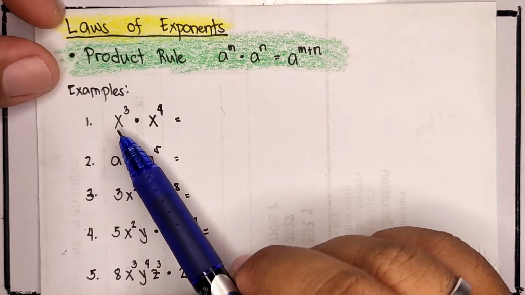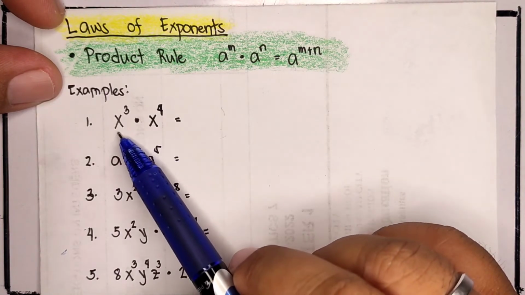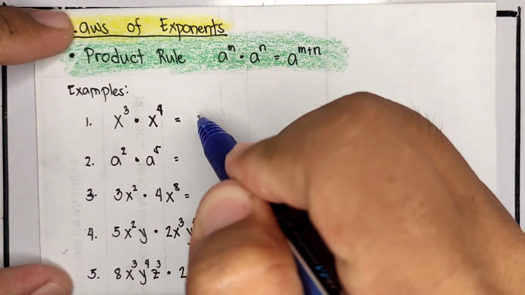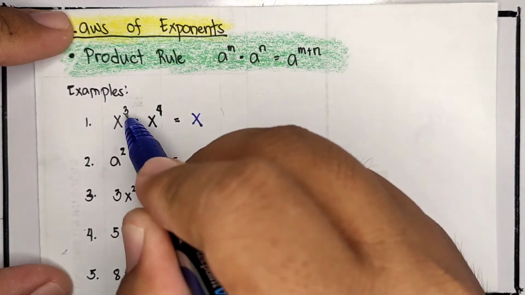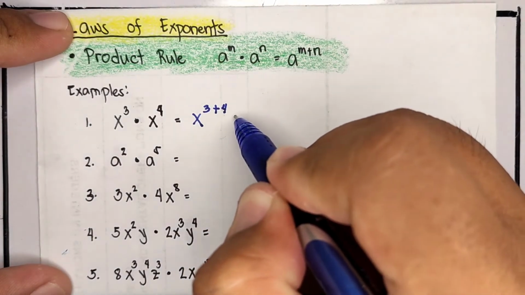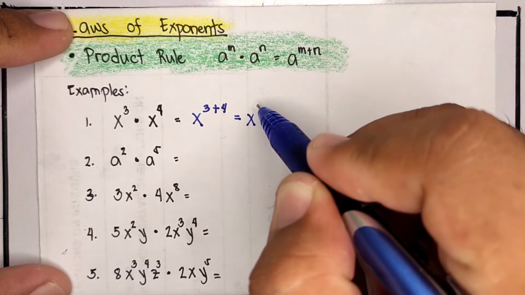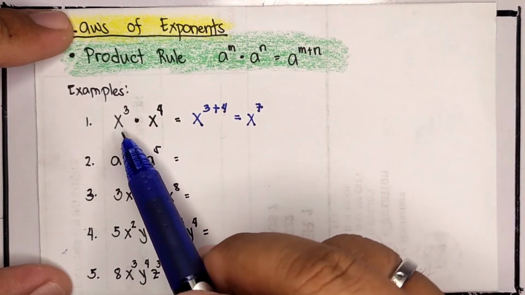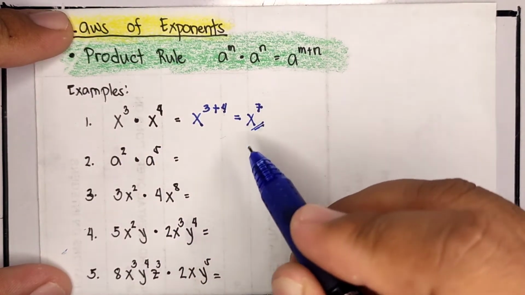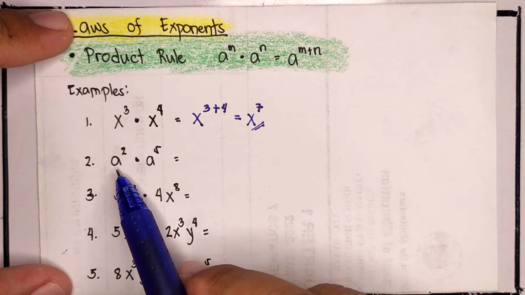Example, we have here x cubed times x raised to the power of 4. And they have the same base, which is x. What we're going to do is just copy the base, which is x, then add those exponents, 3 plus 4. Then copy again the base, x, then 3 plus 4 is 7. Therefore, x cubed times x raised to 4 is x raised to 7. Okay. Diba, madali lang. How about number 2 example?